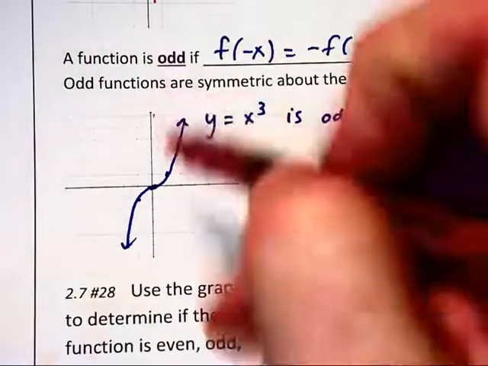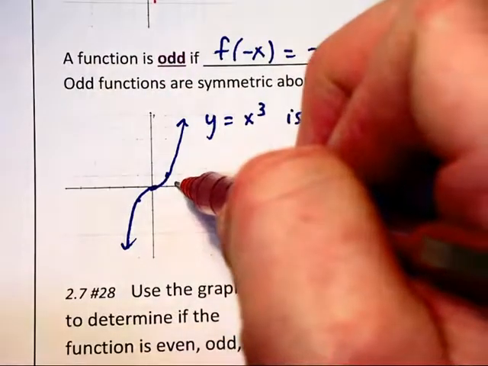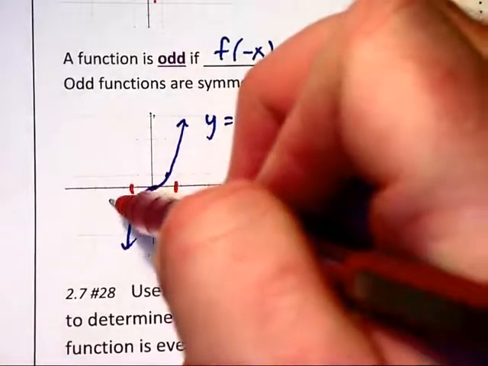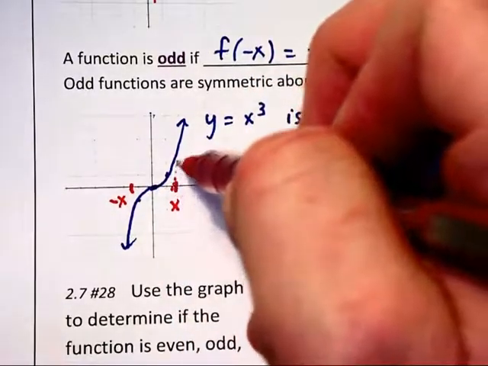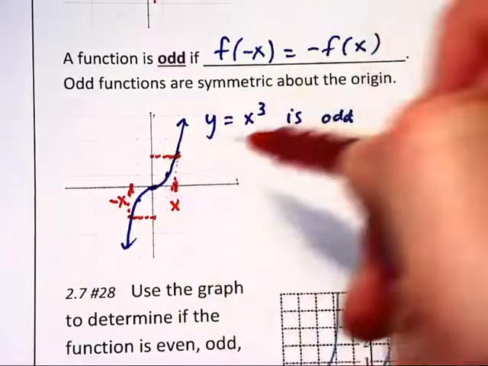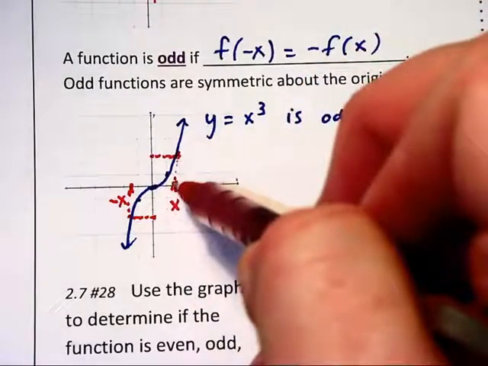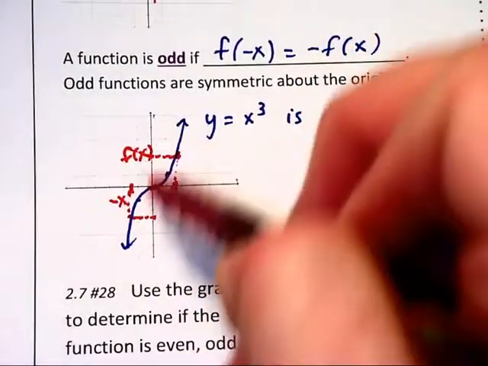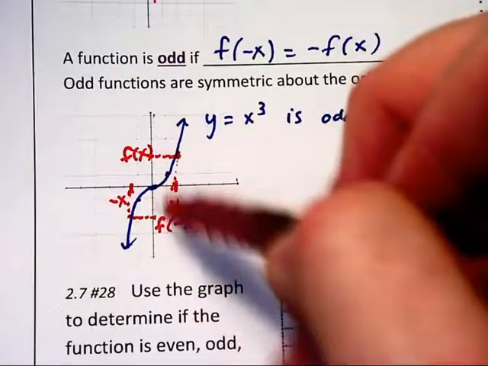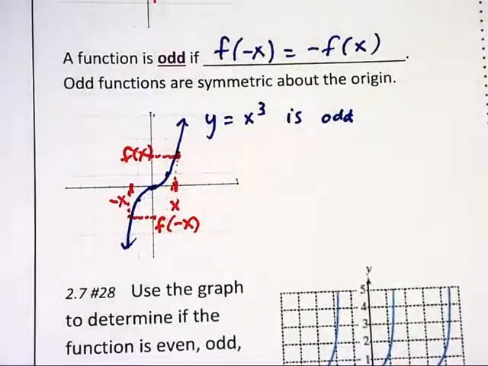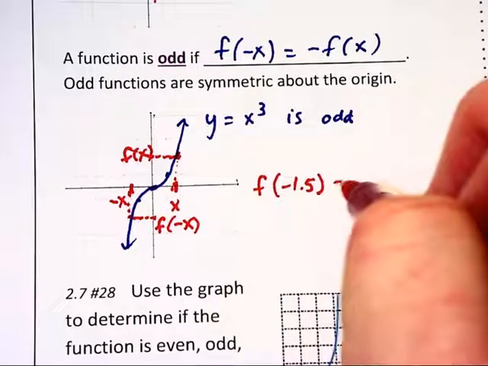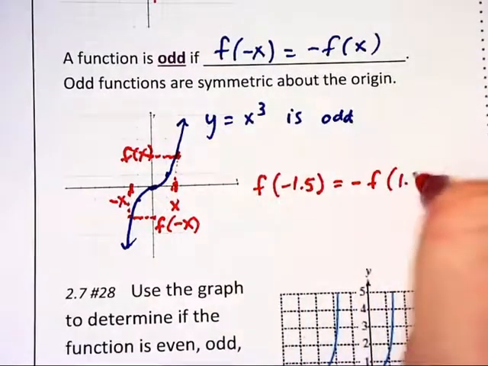Now, let's take a point such as, let's go over here to like 1.5-ish on the right, and left to 1.5, we'll call that negative x. And let's go up to the graph on one side and down to the graph on the other, and let's look at those y values. The height of x is called f of x, and the height of negative x is called f of negative x. Well, are those heights opposite of each other? The answer is yes. In other words, f of negative 1.5 should equal negative f of 1.5.